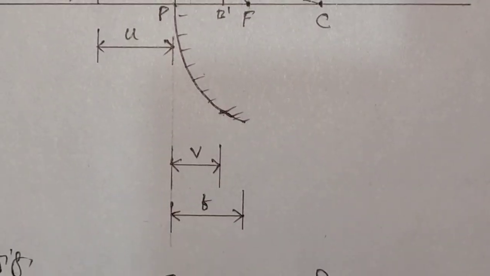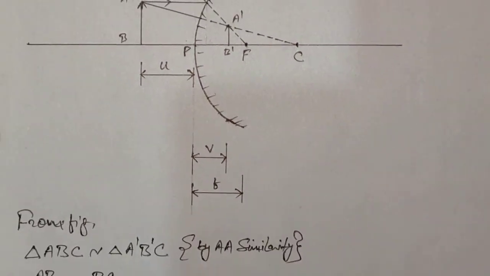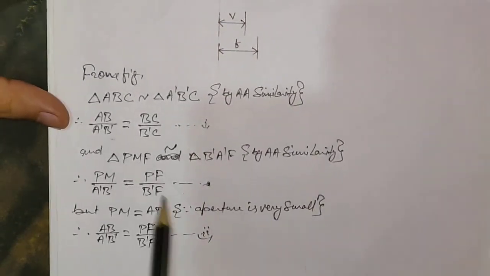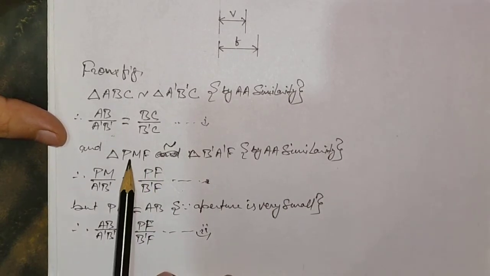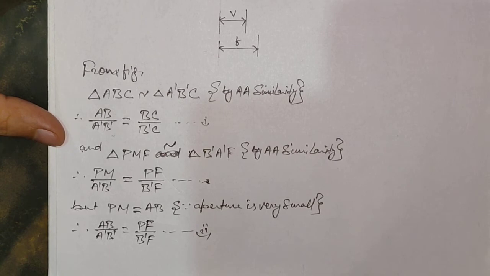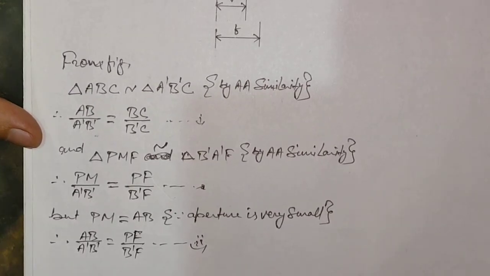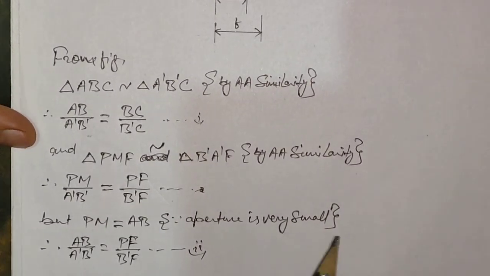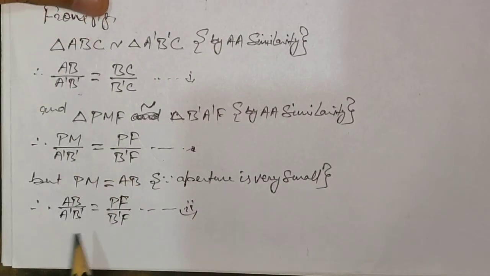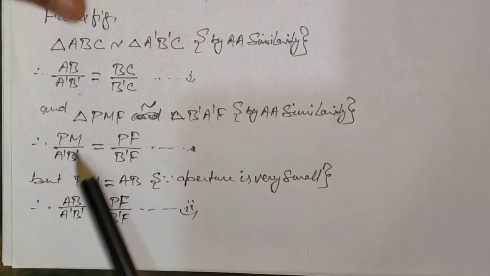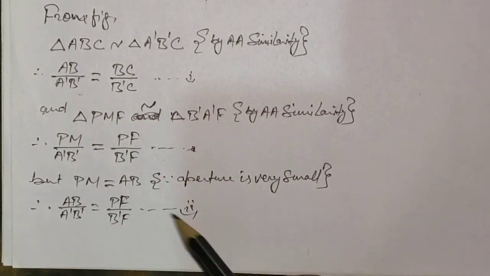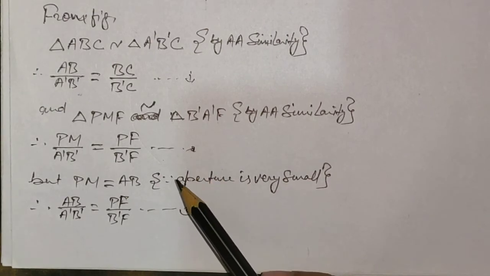Now we have taken that these two triangles are also similar to each other. So triangle PMF and B'A'F are similar to each other. If they are similar, we are going to use their sides in the proportionality property. So PM by A'B' is equal to PF by B'F. I hope you understand this particular thing.